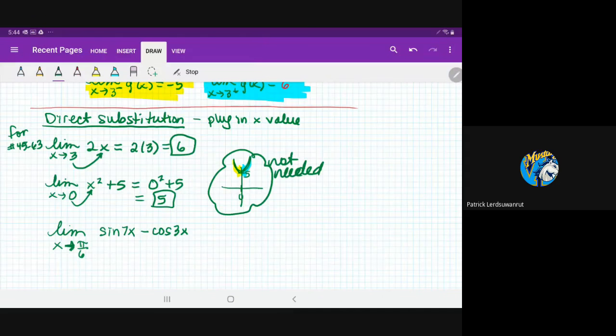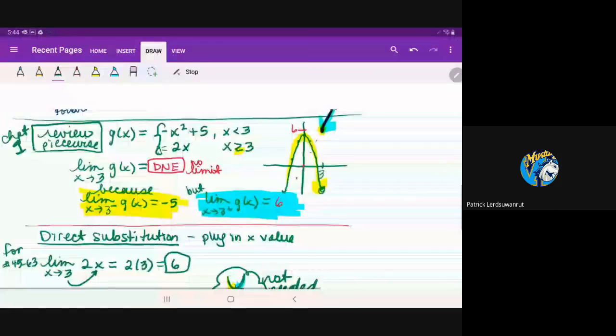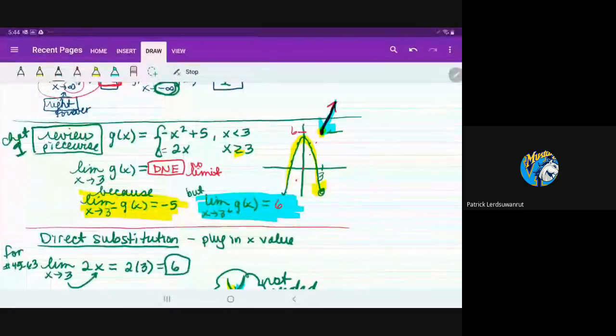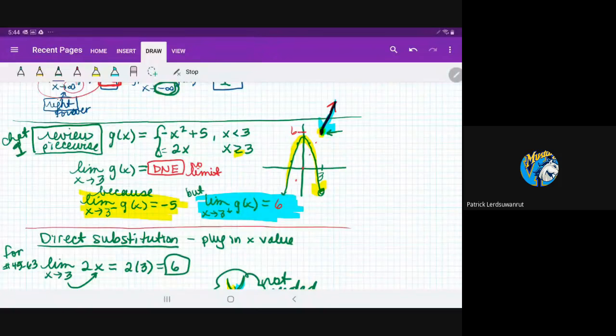Can I plug 3 into the top of the piecewise? I can. So let me go back up here. I can plug 3 into the top of the piecewise to get this value. But that's because of the same idea, right? If I plug in 2.999999999, isn't it really the same as plugging in 3?